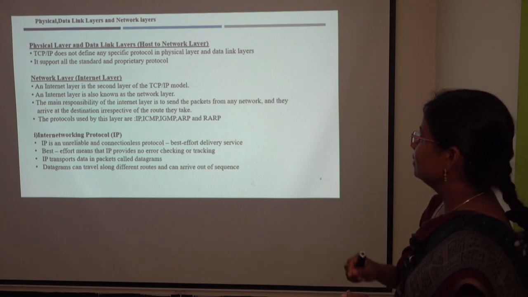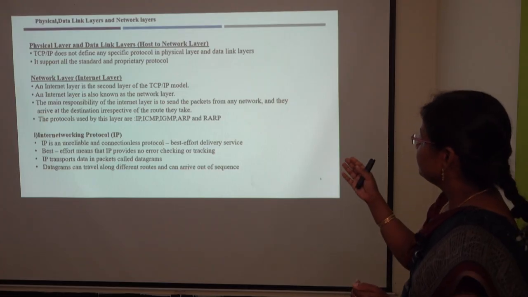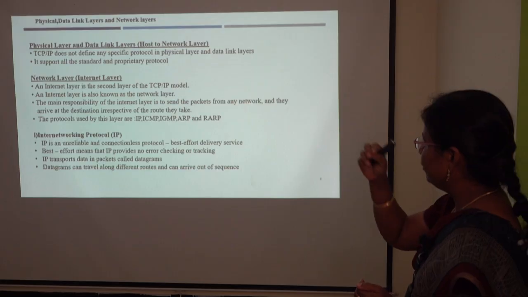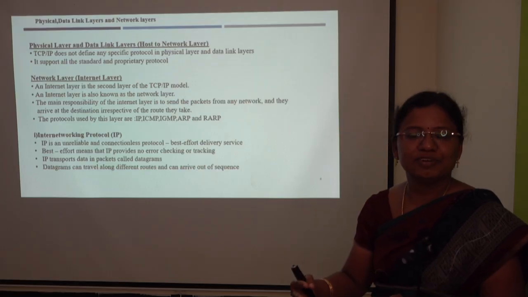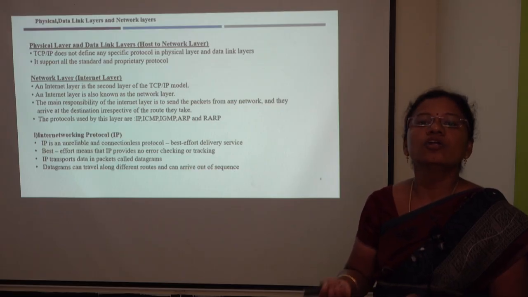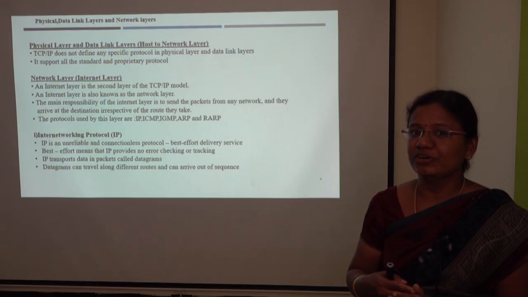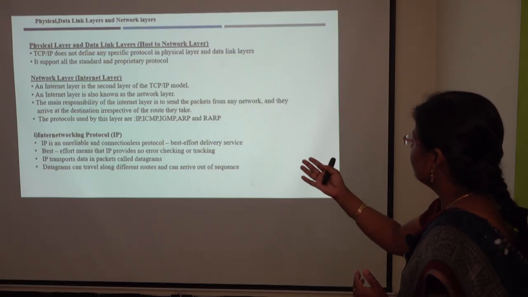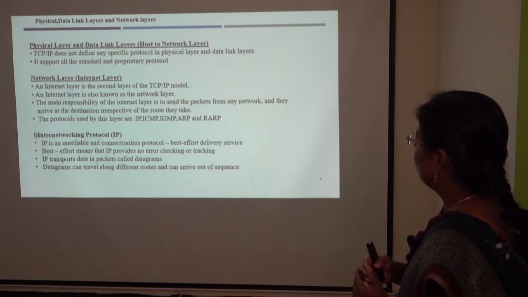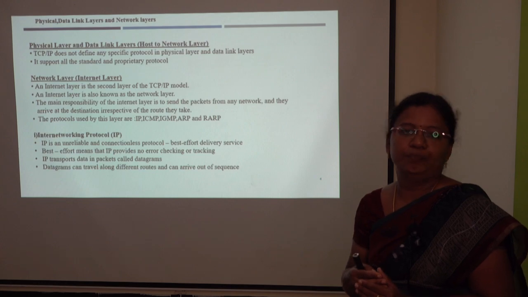The second layer is the network layer or internet layer. The main responsibility of the network layer is to transfer the packets from source to destination, and this layer also supports routing and internetworking functions. A few protocols are used in this layer: IP, ICMP, IGMP, ARP and RARP.